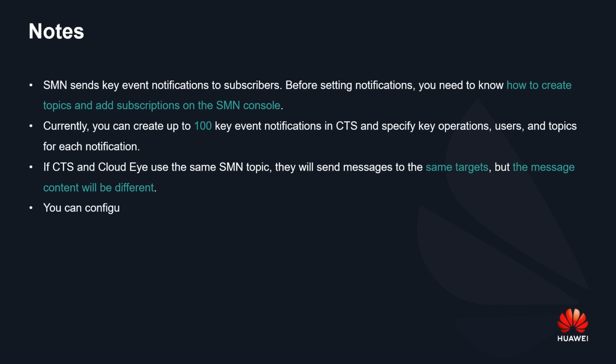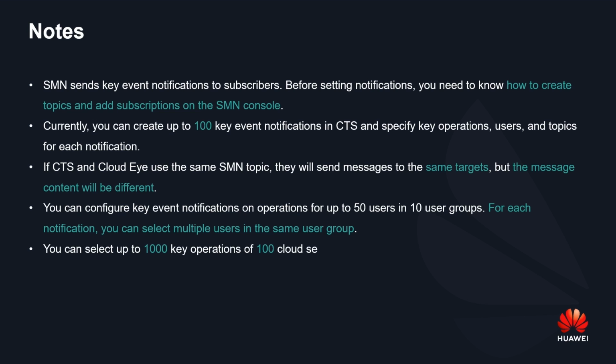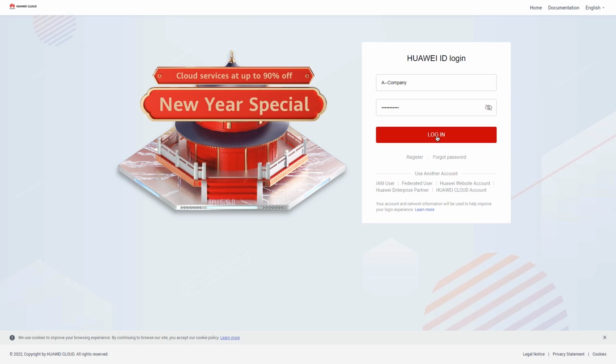You can configure key event notifications on operations for up to 50 users in 10 user groups. For each notification, you can select multiple users in the same user group. CTS allows you to select up to 1,000 key operations of 100 cloud services for each notification. Now, we will show you how to configure key event notifications.